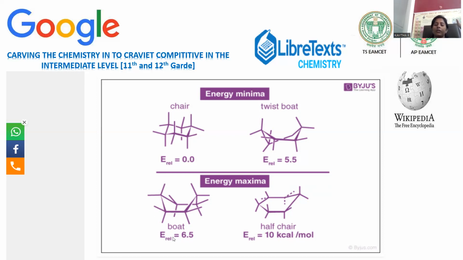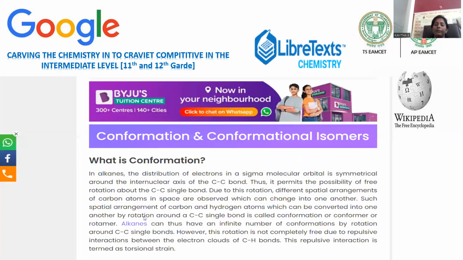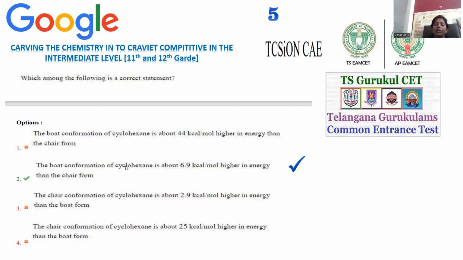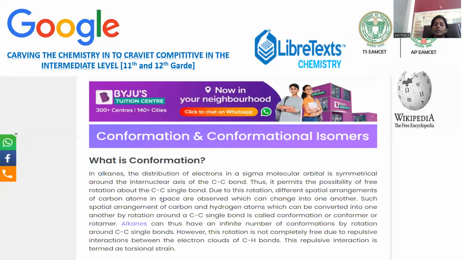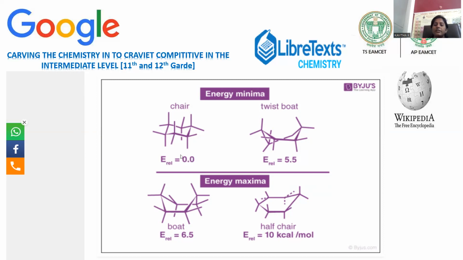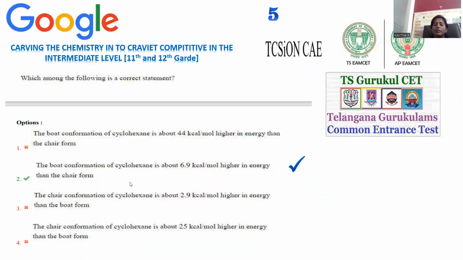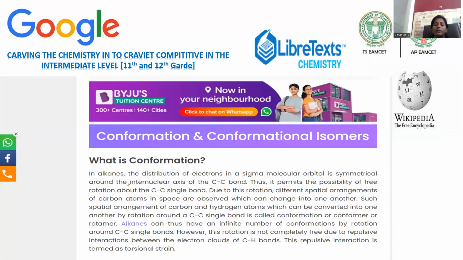If you go with the boat conformation, 6.9, that point only they mentioned. The boat conformer of cyclohexane is about 6.9 kilocalories higher compared to chair. Chair is having 0, boat is having 6.9, so the energy difference is 6.9 kilocalories. So the chair conformer is more stable. That point is mentioned over there in point number 2.